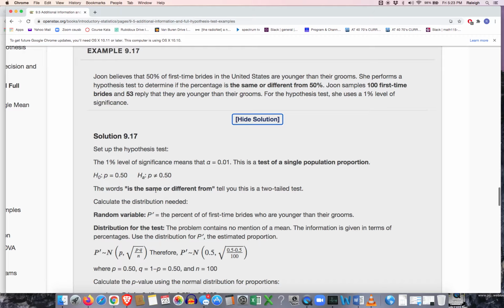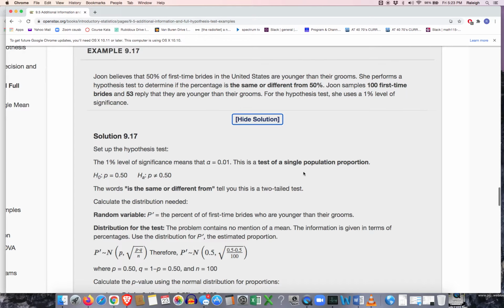So the words "is the same", or even "same or different from", tell you it's a two-tailed test, which means we have to put in the not equal sign on the alternative hypothesis, which is unanimously done across the board, across the margins of every single book. We will not have any dispute about that.